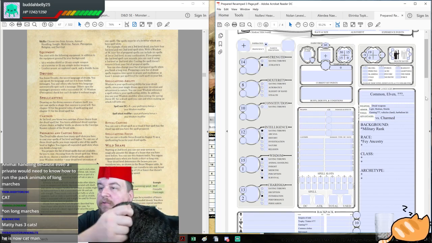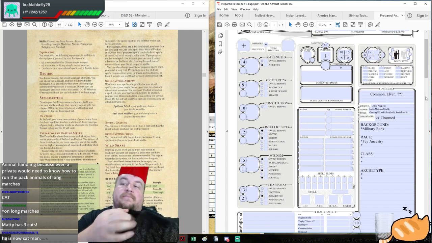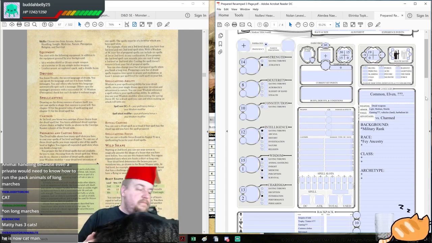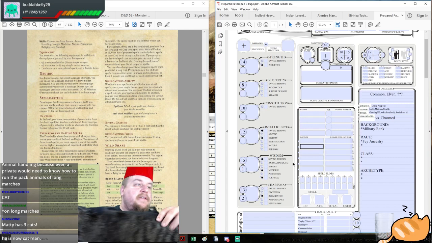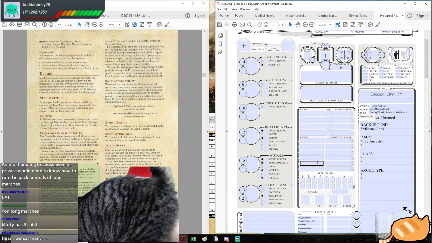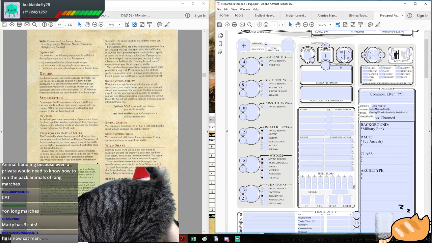Animal handling, because even a private would need to know how to run pack animals on long marches. That could make sense. Alright, so let's give her animal handling as well. Cool, we're caught up on skills.